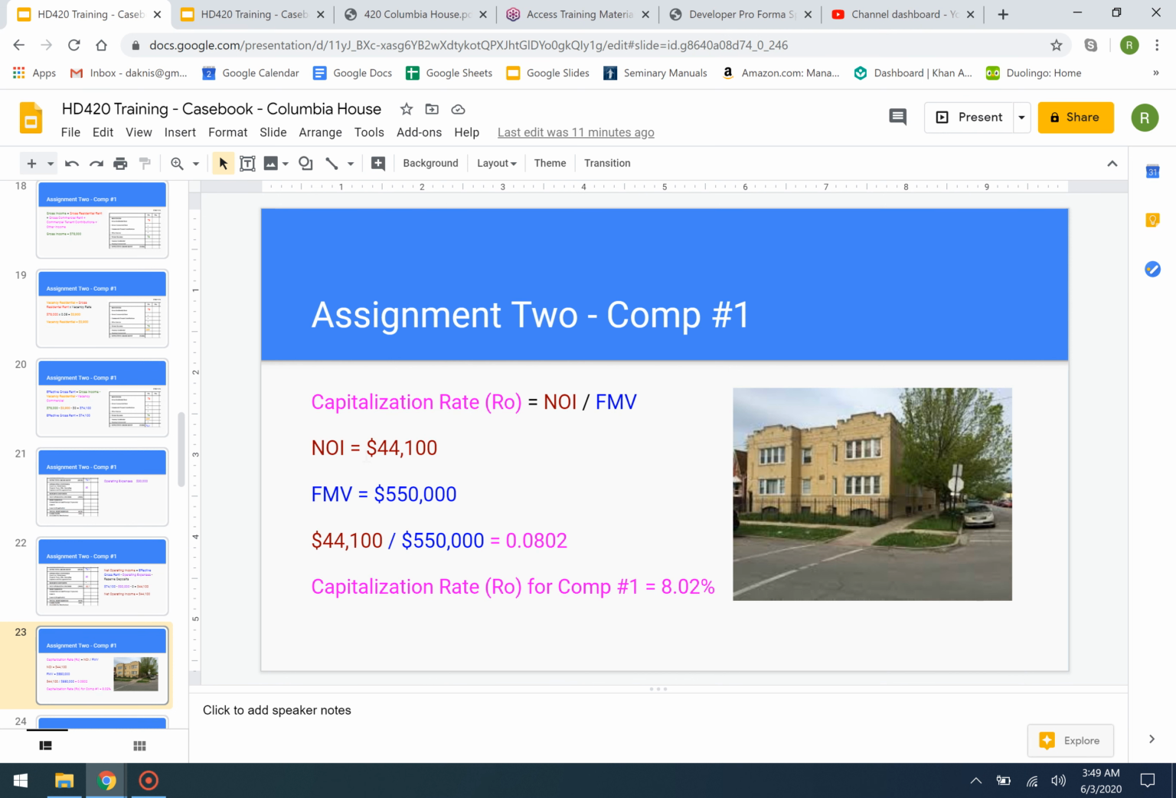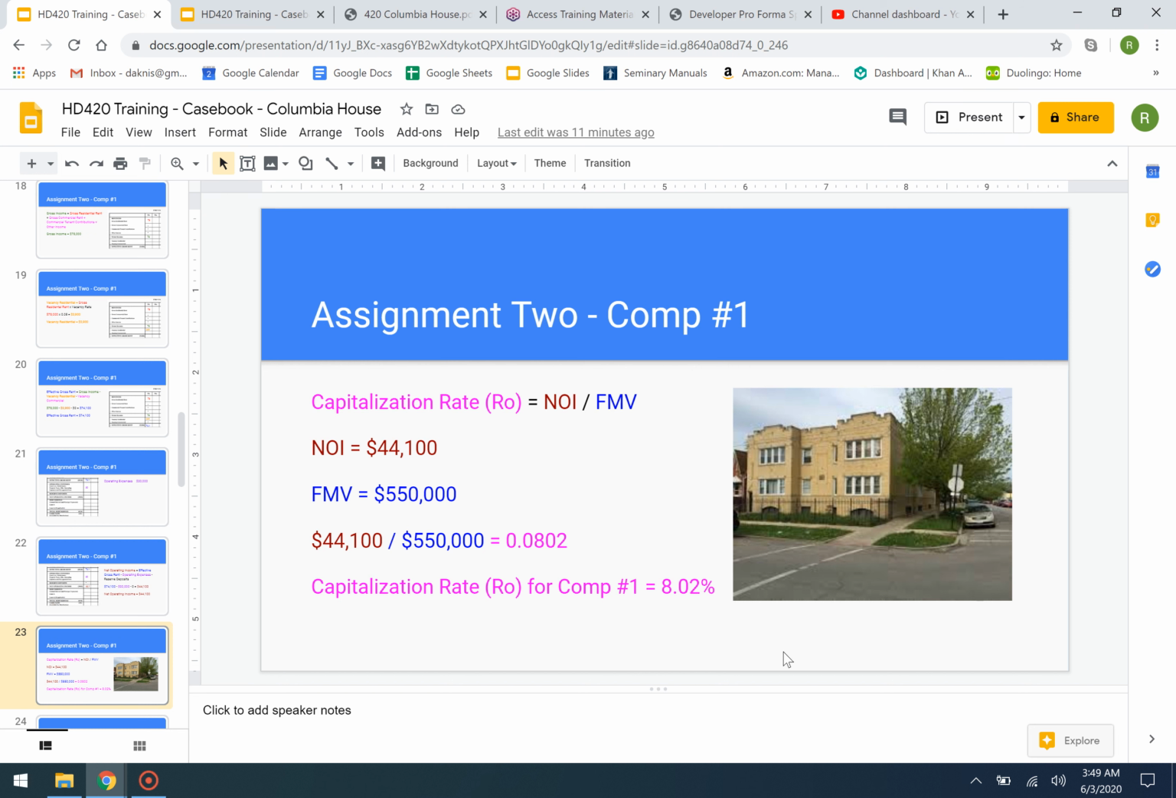Excellent. So we can use that NOI, 44,100, and we have our fair market value of the 550,000 to get our formula. 44,100 divided by 550,000 equals 0.0802. So that means our capitalization rate for comp 1 is 8%. So you take this number and you make it a percent by dragging the decimal over 2 points, and you get a percentage for comp 1 of 8.02 as our capitalization rate for our first unit.